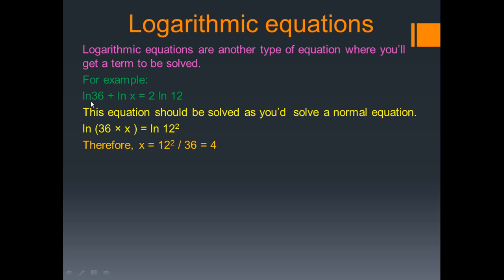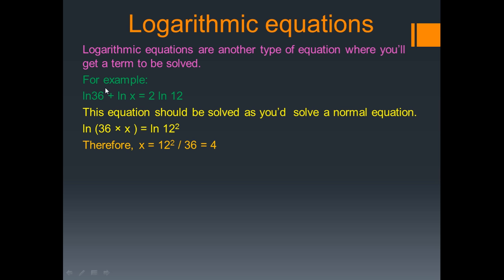For example, I have presented here: ln 36 plus ln x equals 2 times ln 12. If you are given a sample problem like that, we have an addition here. From the reverse of multiplication, this is equal to the multiplication of the two terms inside the logarithm. So log a plus log b is equal to log of a times b.